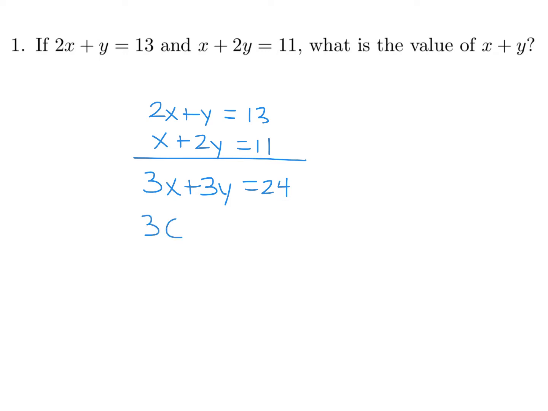Factor out the 3, and when you do, you get 3 times x plus y, and that is equal to 24. And then just divide through by 3, and you get x plus y is 24 divided by 3, and that is, of course, equal to 8.